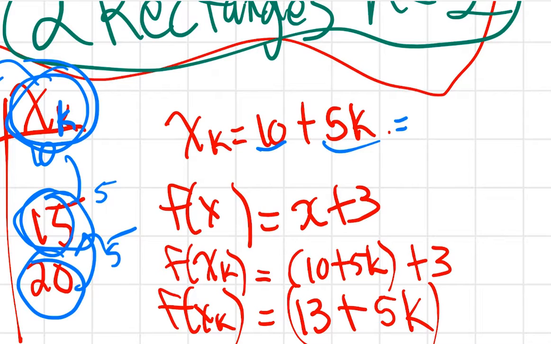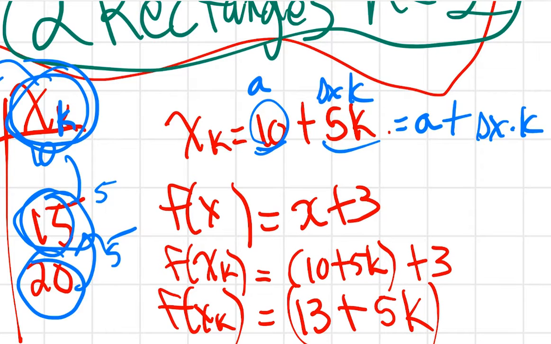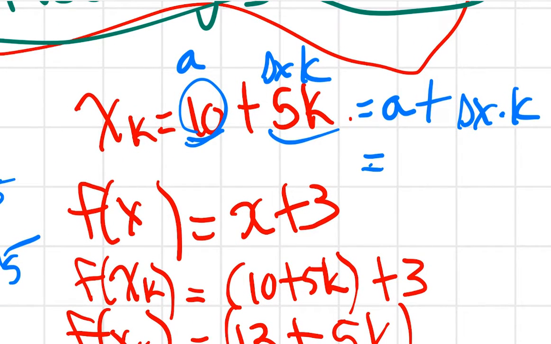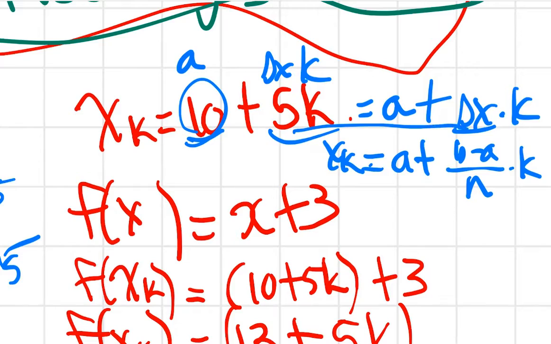That 10 is the letter a, right? And that's delta x times k. So a plus delta x times k. But what is that also? That also is a plus, and we know delta x is b minus a over n, times k. So there's a formula for xk.